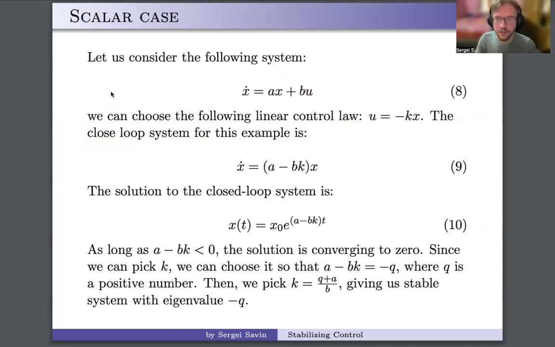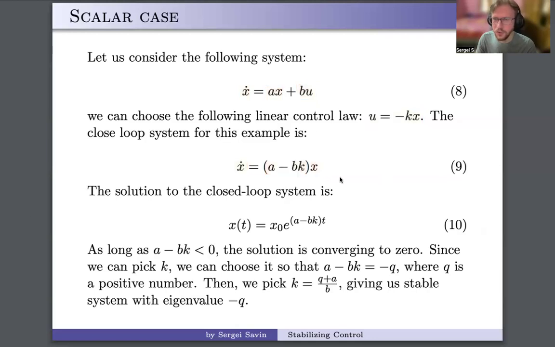Okay. Now I will go through a few examples. Let us start with a relatively simple example: the scalar case, x dot equals ax plus bu. All are scalars. We choose a linear control law, u equals minus kx, again scalars. So the closed loop becomes x dot equals (a minus bk), just a scalar again, times x.